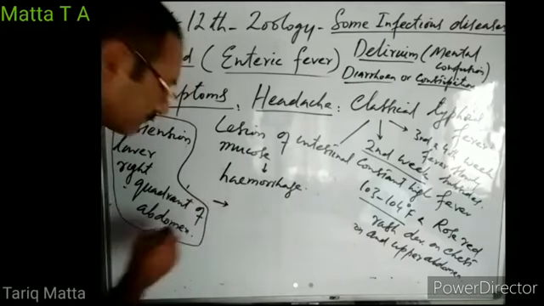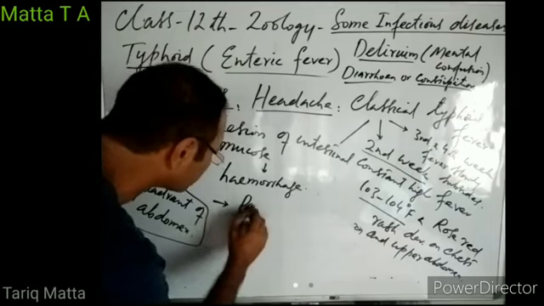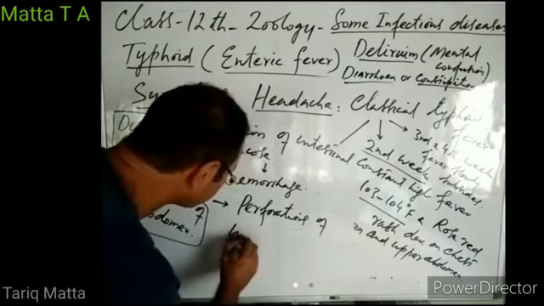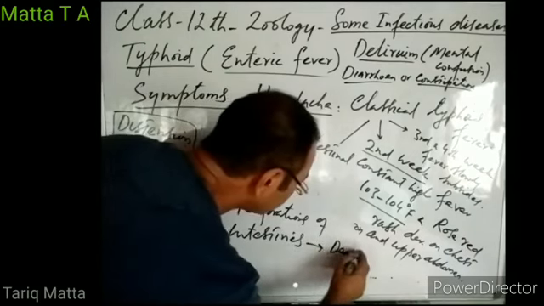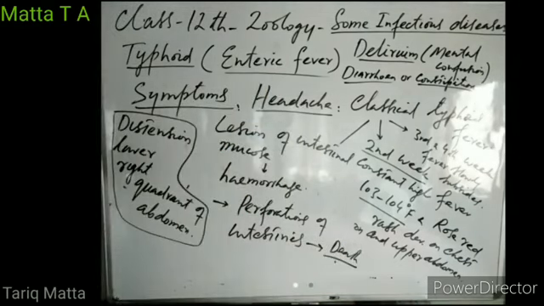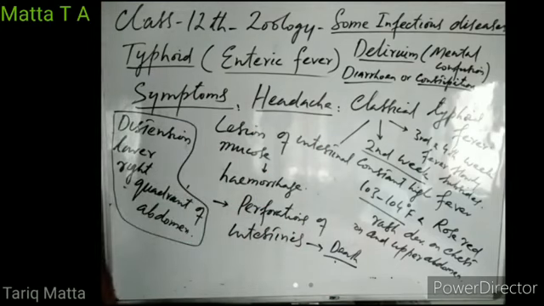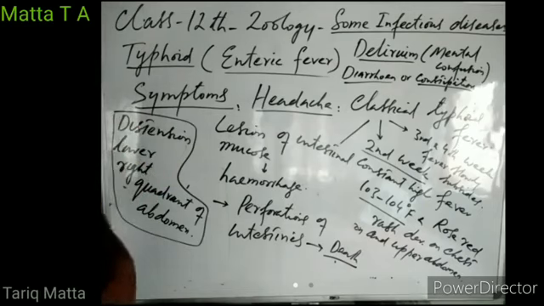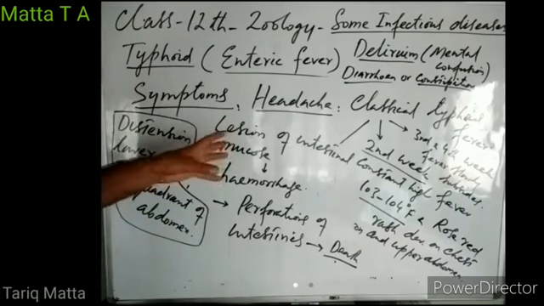In advanced cases of this typhoid, a person suffers from perforations of the intestines, which may lead to death if not treated, right? So a person may suffer from perforations of the intestine as well because of the enzymes of the bacteria, right? So the intestine gets perforated, and bleeding occurs, and that blood may pass in the stool, right? So these are some symptoms of the typhoid.